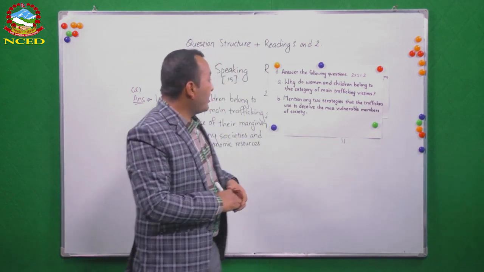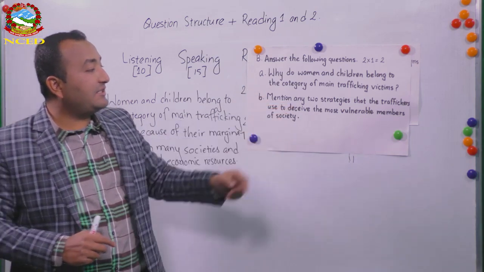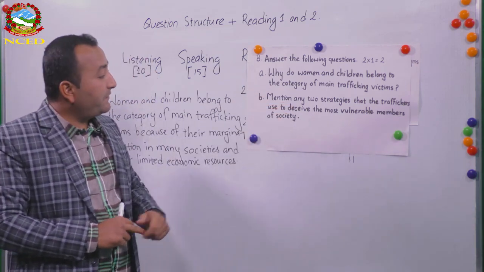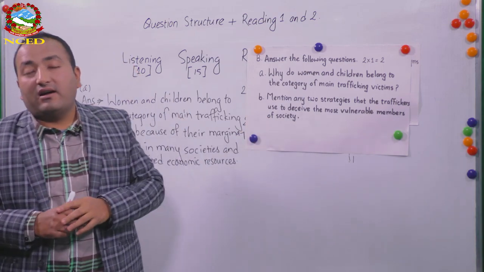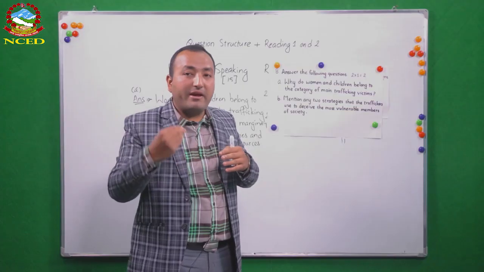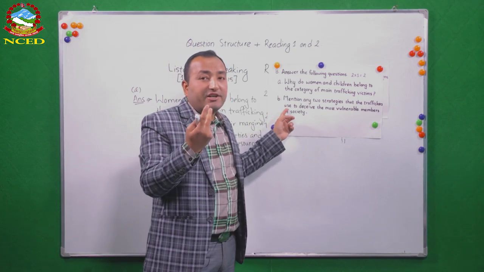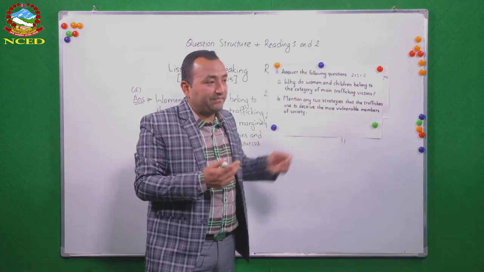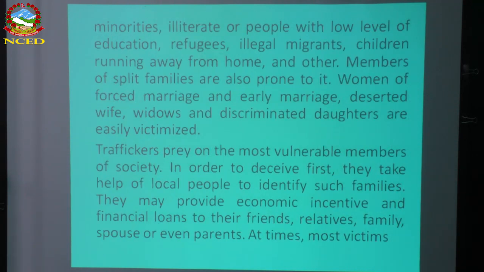Now, what is our second question? Our second question is, mention any 2 strategies that the traffickers use to deceive the most vulnerable members of society. It means, what are the 2 ways, techniques or strategies that traffickers, those people who sell women and men in other countries or somewhere, use? Let me show you here on the screen again. Can you find that somewhere?